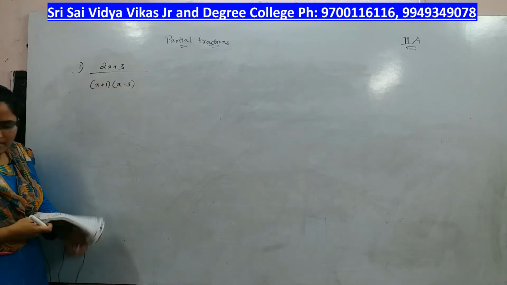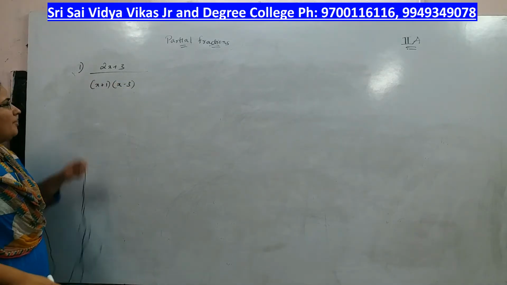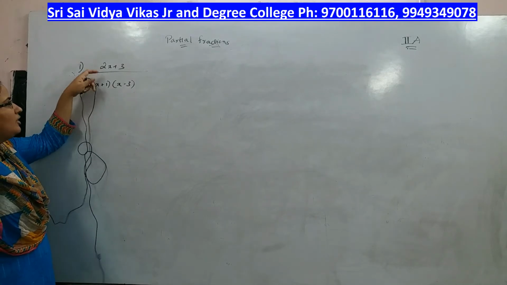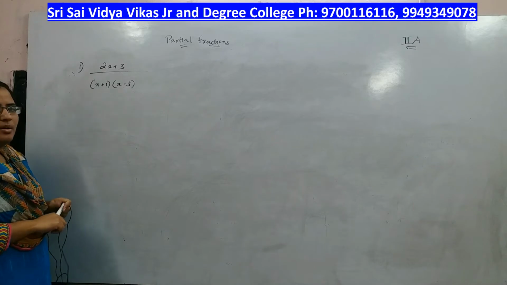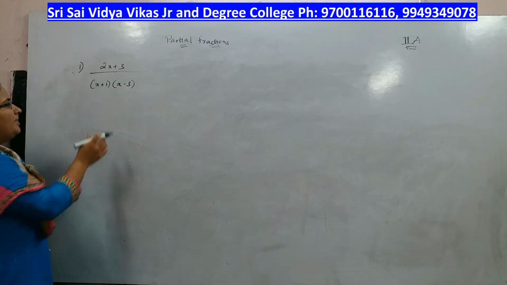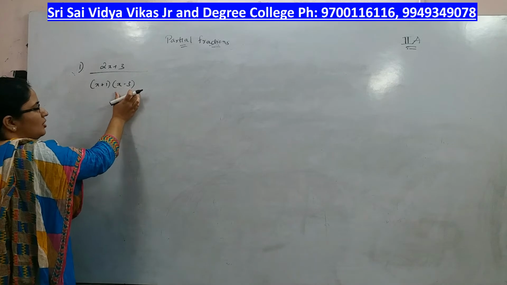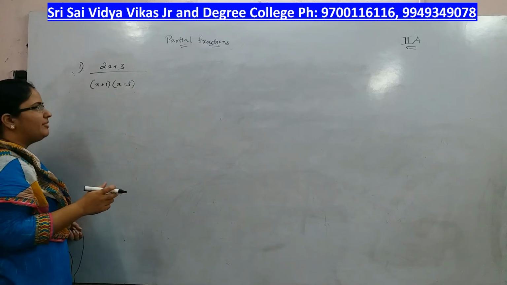First of all, you have to observe that this is a proper fraction because the degree of the numerator is less than that of the denominator. So, this is a proper fraction. Now, how many factors do you have here? 2 factors. So, you will get 2 partial fractions.